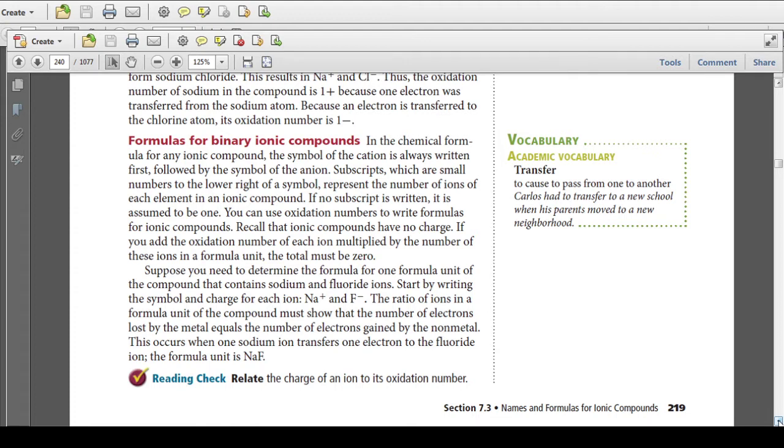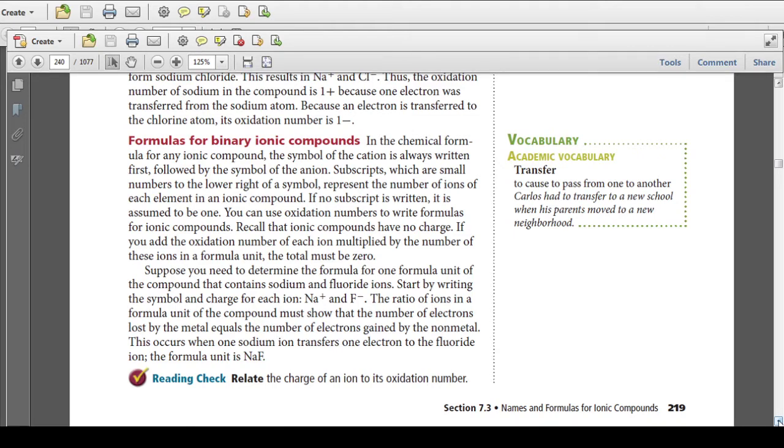Recall that ionic compounds have no charge. If you add the oxidation number of each ion multiplied by the number of these ions in a formula unit, the total must be 0. Suppose you need to determine the formula for 1 formula unit of the compound that contains sodium and fluoride ions. Start by writing the symbol and charge for each ion. In this case, sodium is +1 and fluoride is -1.